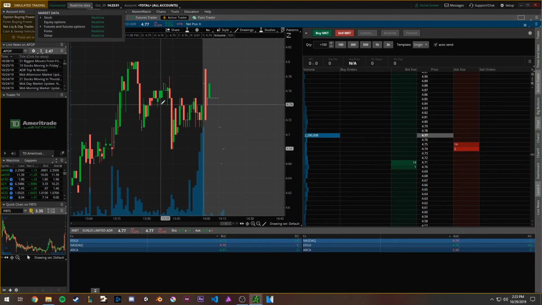The bell will actually ring at 9:30 a.m. Eastern, which, since I'm in Mountain Time, means at 7:30 a.m. the bell will actually ring for the paper trading.